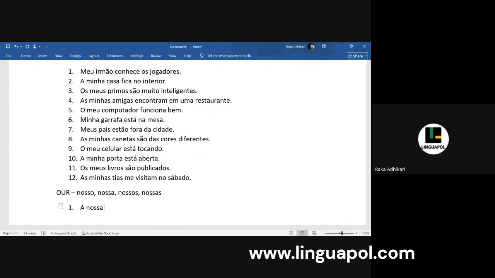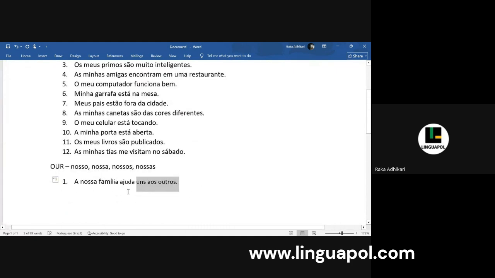A nossa família ajuda uns aos outros. Here's a new phrase for you. Uns aos outros. It means each other. This phrase, uns aos outros, means each other. Our family helps each other.